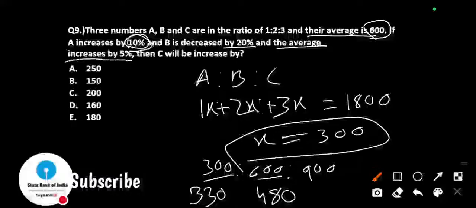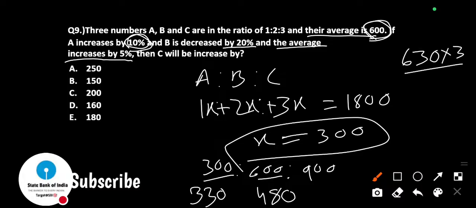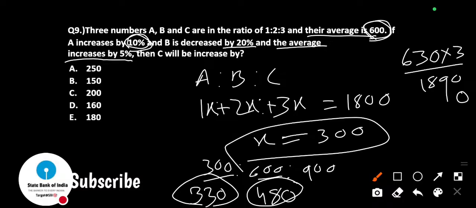It says that the average increased by 5%. The initial average we have is 600. 600 increased by 5% means 10% value will be 60, 5% value will be 30. So now the average is 630. 630 for 3 people A, B, C will be 630 times 3, which is 1890. So we have 330 plus 480, which is 810, and 1890 minus 810 is 1080. So 1080 is our answer.